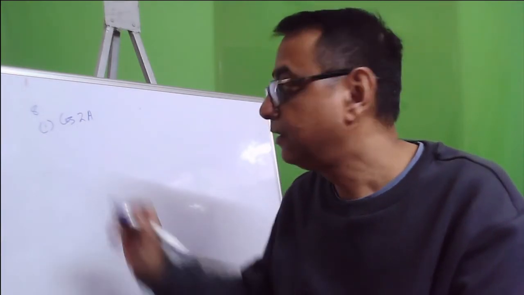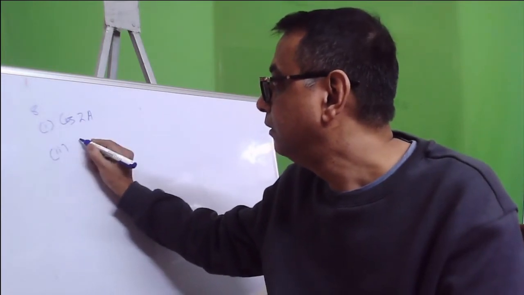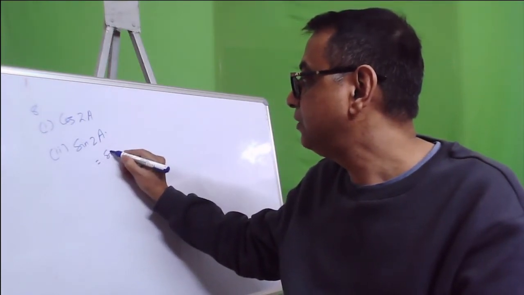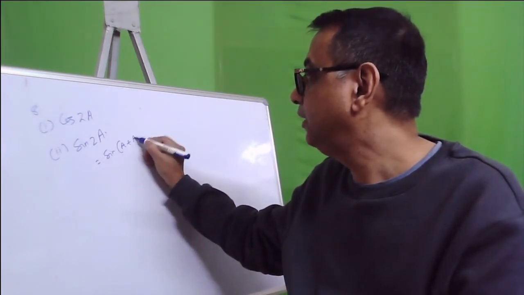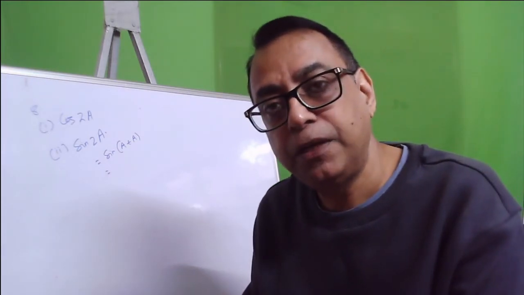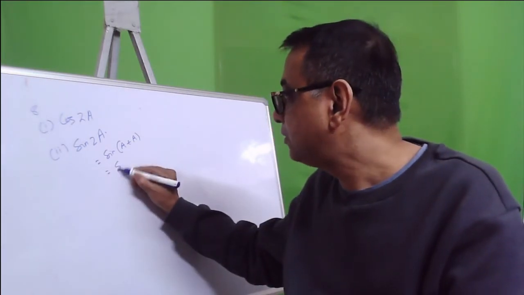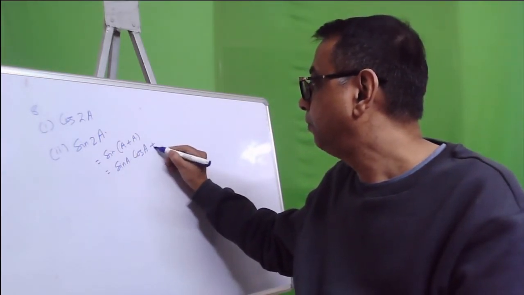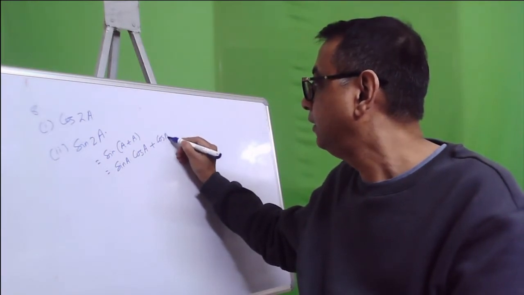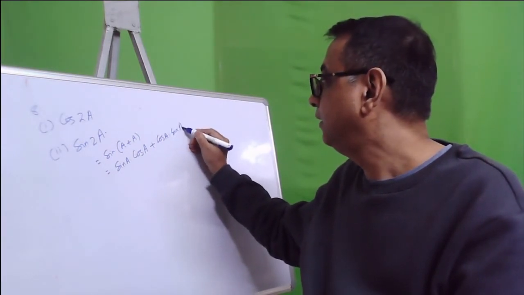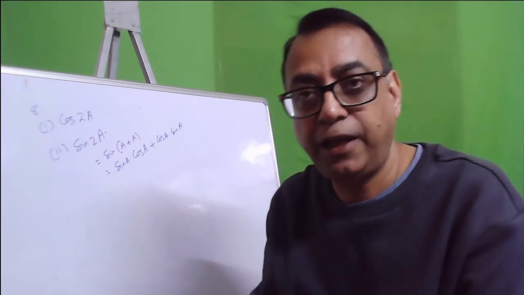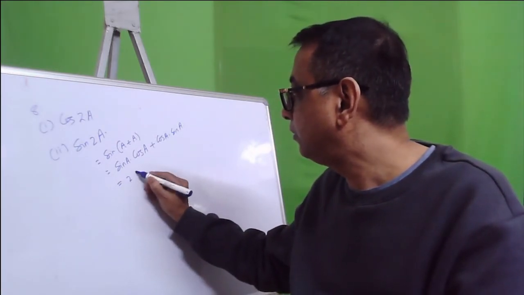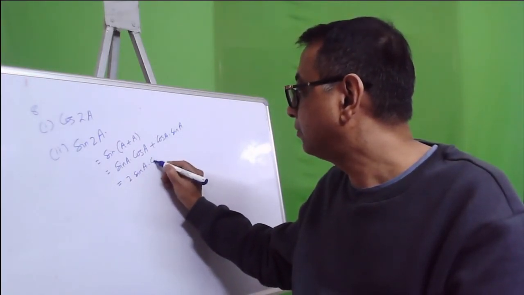Identity number 8, part 2 is, we want to find out the double angle formula for sine 2A. Sine 2A is equal to sine A plus A. So here we are basically replacing B by A. So it will be sine A into cos A plus cos A into sine A. Remember the earlier formula, sine A plus B, just replace B by A. So it will become like this. So it will become 2 sine A cos A.